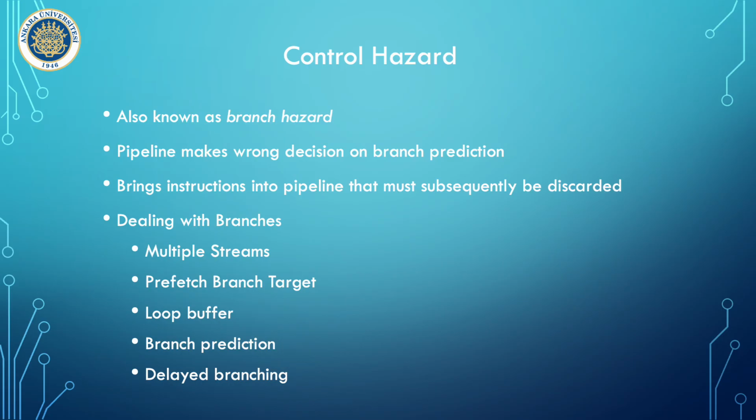Let's talk about control hazard. It's also known as the branch hazard, and occurs when the pipeline makes the wrong guess about the flow of control. For example, after a conditional branch instruction, the CPU may not know immediately whether the branch will be taken or not. If it guesses wrong and fetches instructions from the wrong path, those instructions should later be discarded. This wastes cycles and can significantly reduce the benefits of pipelining.